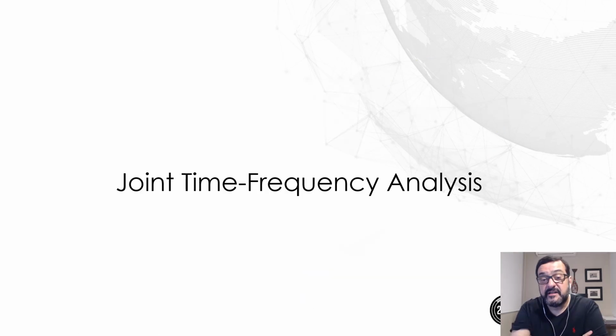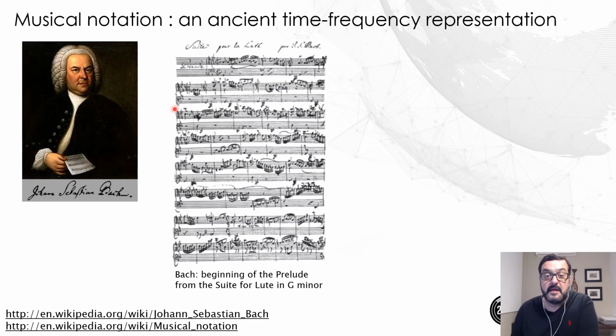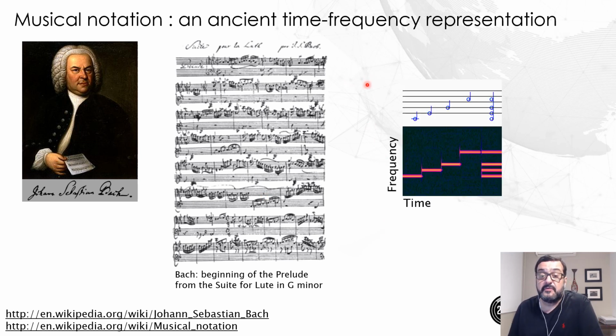Joint time-frequency analysis is a way to see how the frequency spectrum varies along time. I would say that the first time-frequency representation was the musical notation, which describes how the musical tones, frequency, phase, and magnitude vary along the time. For the musicians, it is the frequency of the tones, the duration, and the intensity. In this figure here, we show the correspondence between the musical notation and the time-frequency representation.